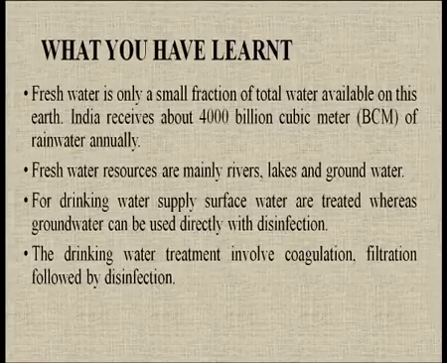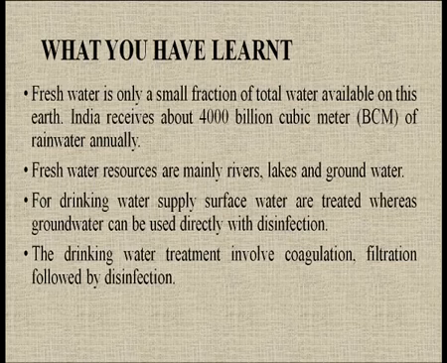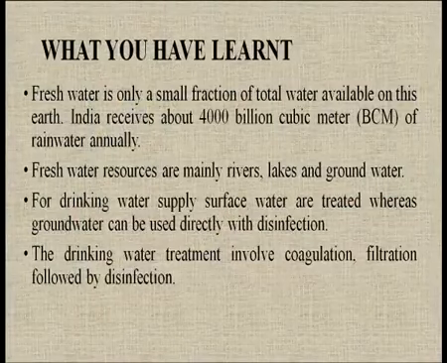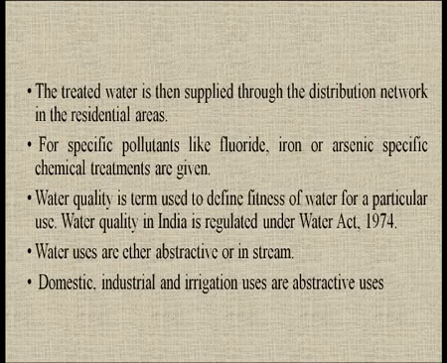So, before we wrap up, we would like to recap the main points, that is what you have learnt. Fresh water is only a small fraction of the total water which is available on the earth. India receives about 4,000 billion cubic meters of rainwater annually. Fresh water resources are mainly rivers, lakes and groundwater. For drinking water supply, surface water is treated, whereas groundwater can be used directly with disinfection. The treated water is then supplied through the distribution network in the residential area.